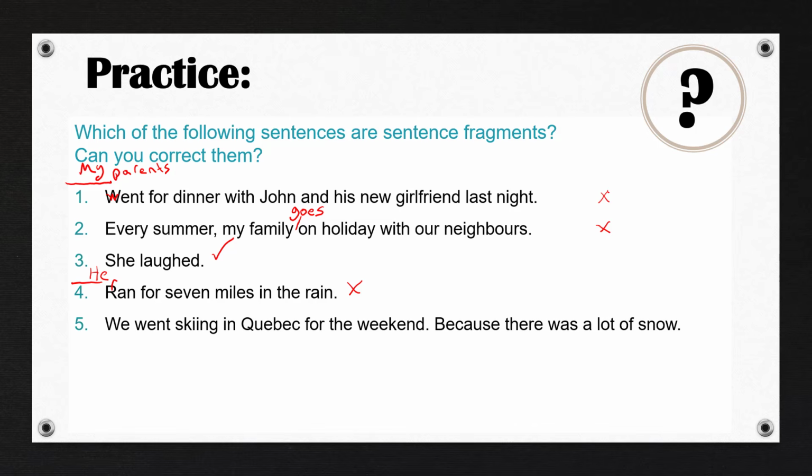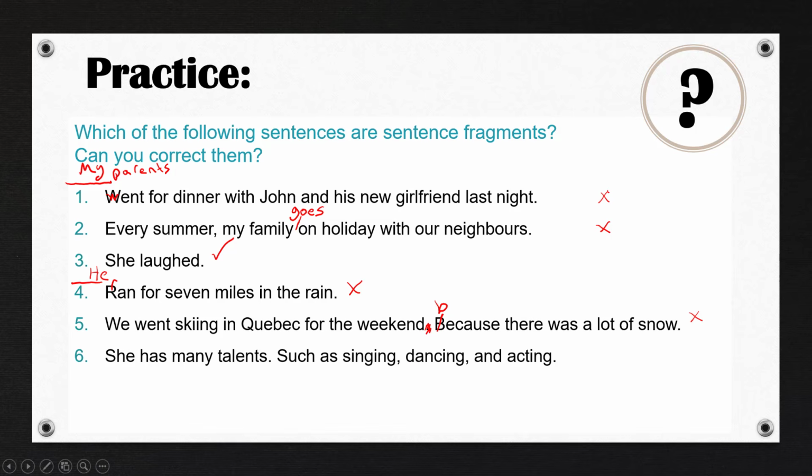We went skiing in Quebec for the weekend because there was a lot of snow. Now, if you remember, we just talked about dependent clause sentence fragments. Because there was a lot of snow is a dependent clause. So how about we join that with our first sentence? We went skiing in Quebec for the weekend. We're going to erase this period here and change this to lowercase b. We went skiing in Quebec for the weekend because there was a lot of snow. And this is now a complete sentence.